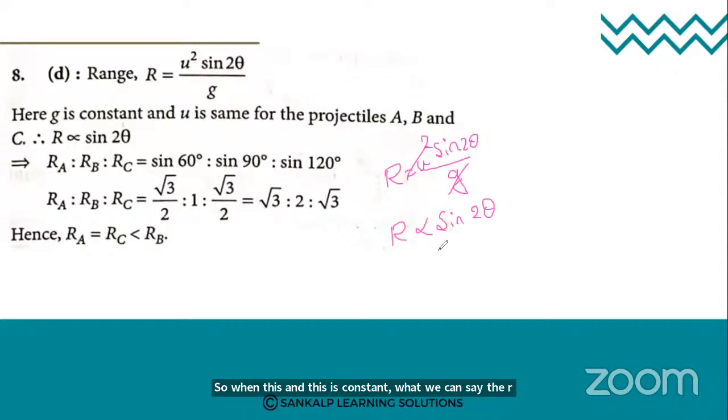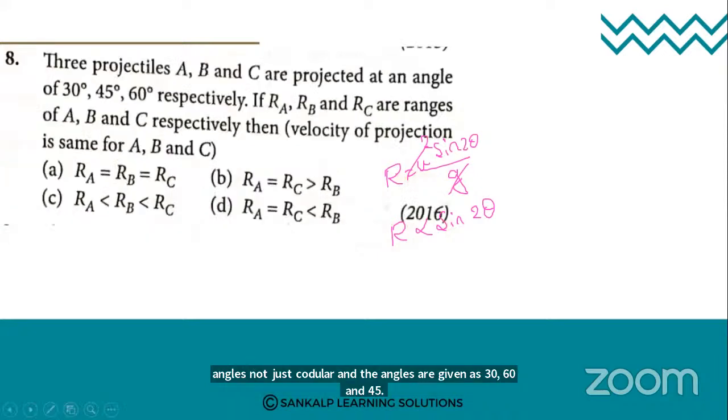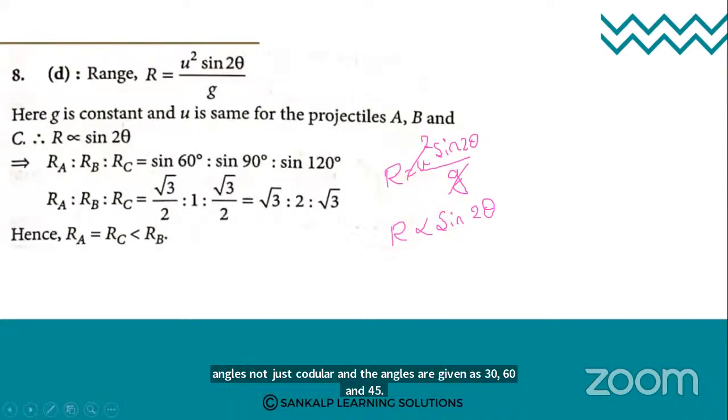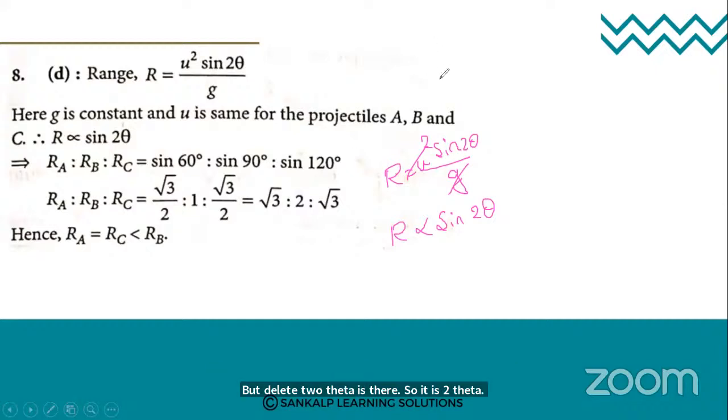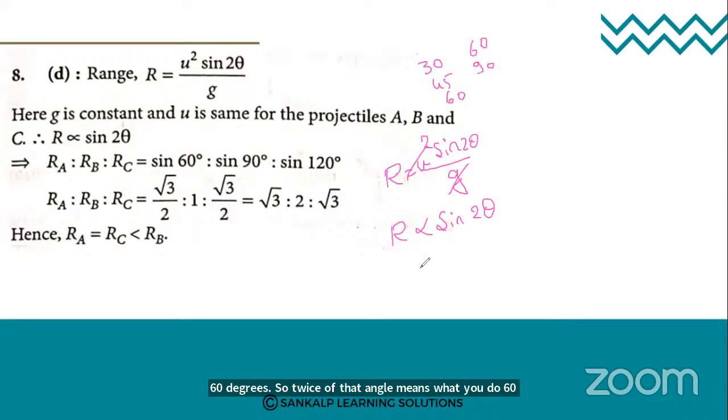Right? So the angles are given as how much here? Angles are given as 30, 60 and 45. Right? But here there is 2 theta, right? So it is 2 theta. So 2 theta means twice the angle they have given: 30 degree, 45 degree, 60 degree. So twice of that angle means this will be 60, this will be 90, this will be 120, right? So this is proportional to each other.